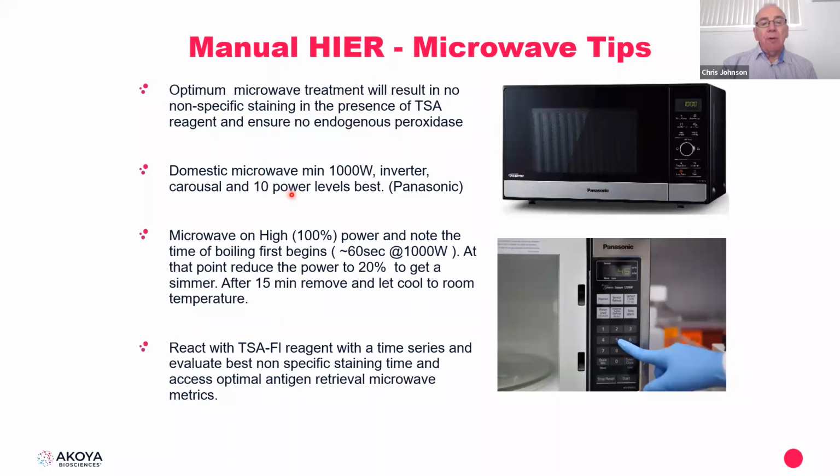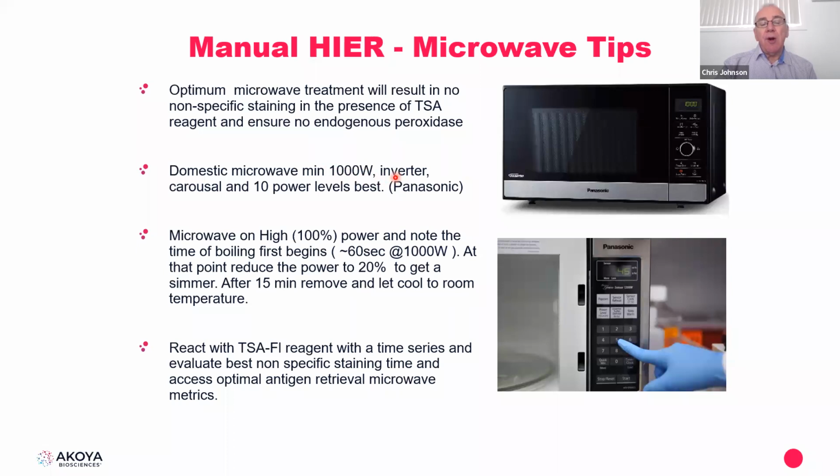The microwave that we would recommend for Opal is a domestic microwave. Now, we find that a minimum of 1,000 watt is quite good. I've tried microwaves with much lesser power. They tend not to work as effectively, even though you do the same process as you would with a 1,000 watt microwave. You need an inverter system.